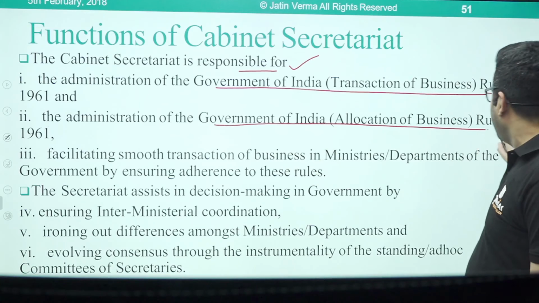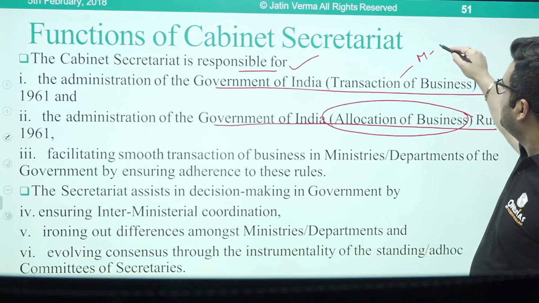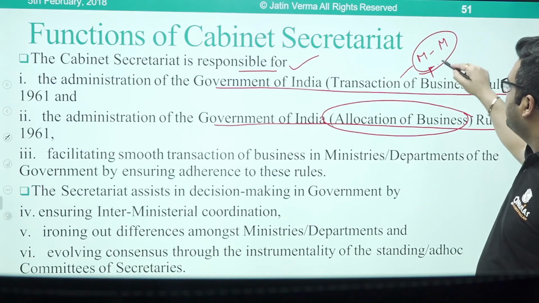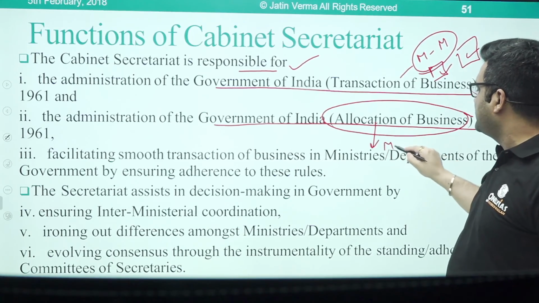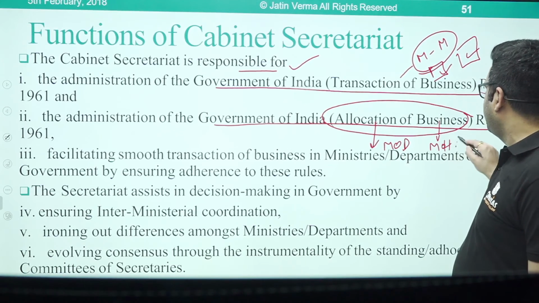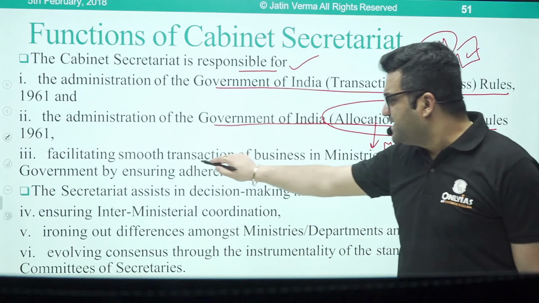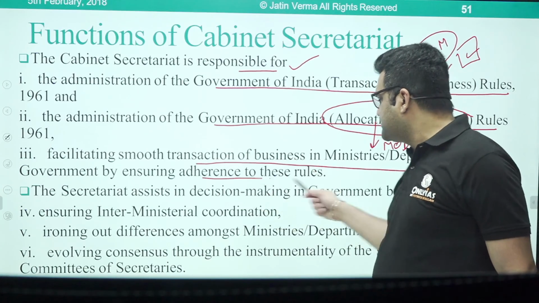Functions: the cabinet secretariat is responsible for administration of the Government of India Transaction of Business Rules and Allocation of Business Rules. Transaction means how the business between two ministries would be transacted, paperwork, file notings, etc. Allocation means how the business will be allocated between the Ministry of Defense, for example, and the Ministry of Home Affairs. It facilitates smooth transaction of business in ministries and departments of the government by ensuring adherence to these rules.